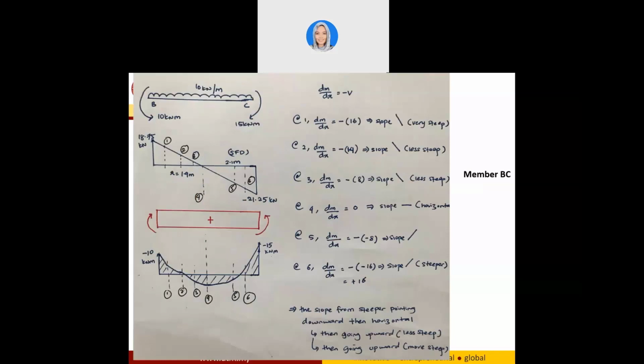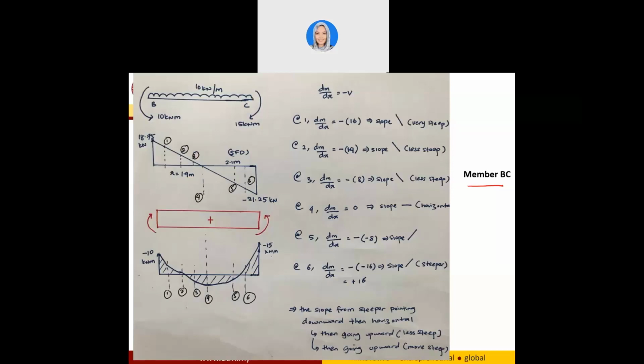Now for member BC, you have an end moment of 10 kilonewton meter anti-clockwise and another one clockwise 15 kilonewton meter, and you have a uniform distributed load of 10 kilonewton per meter. This is your shear force diagram. You have 18.75 and negative 21.25, which you have already drawn from your shear force diagram before this.